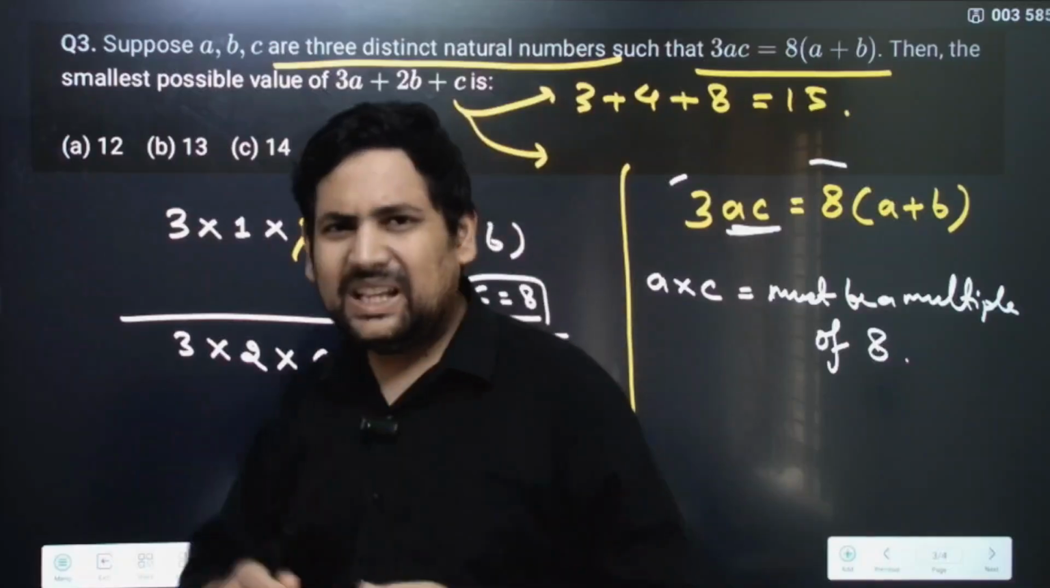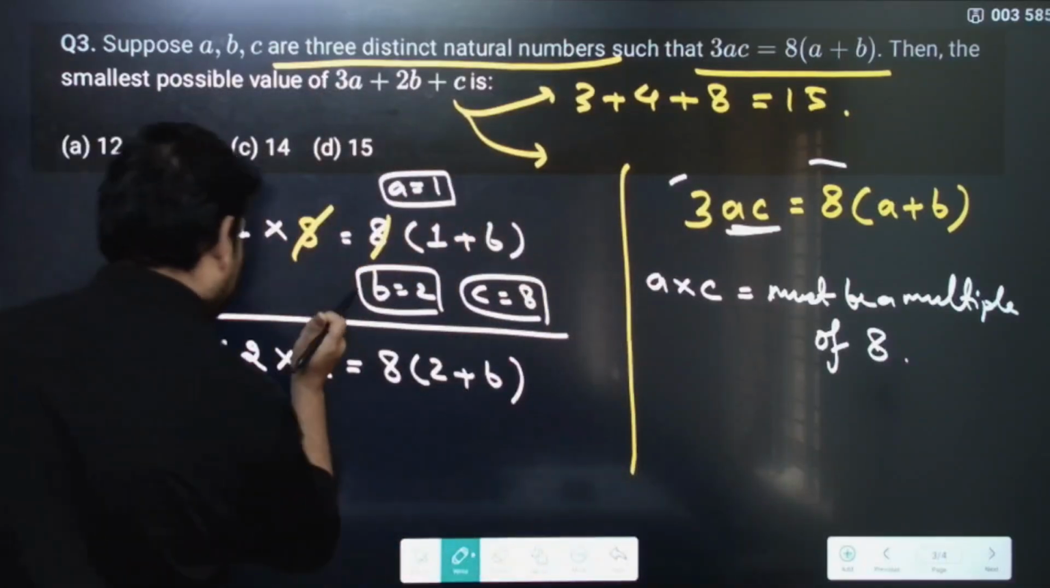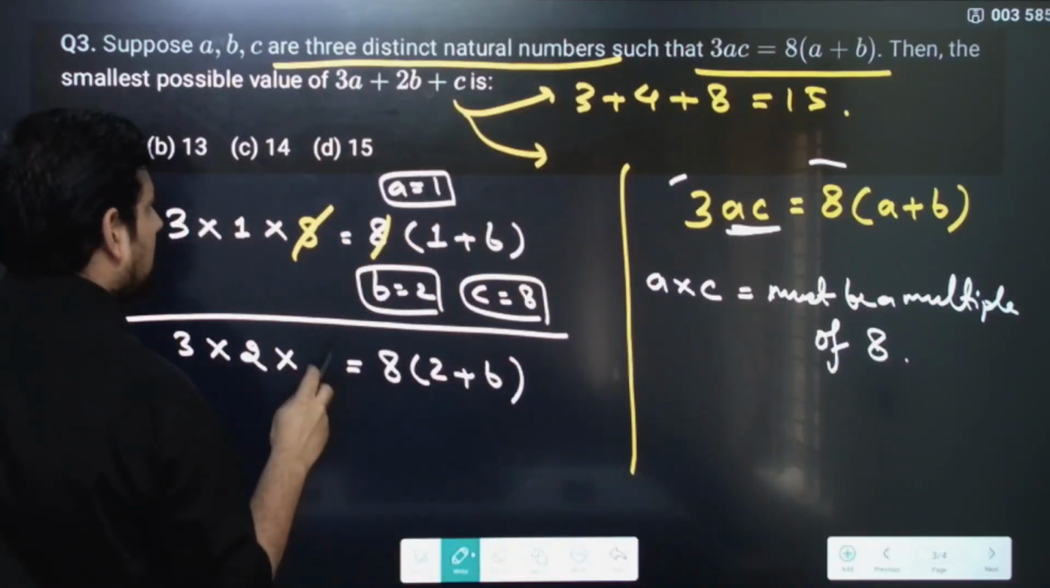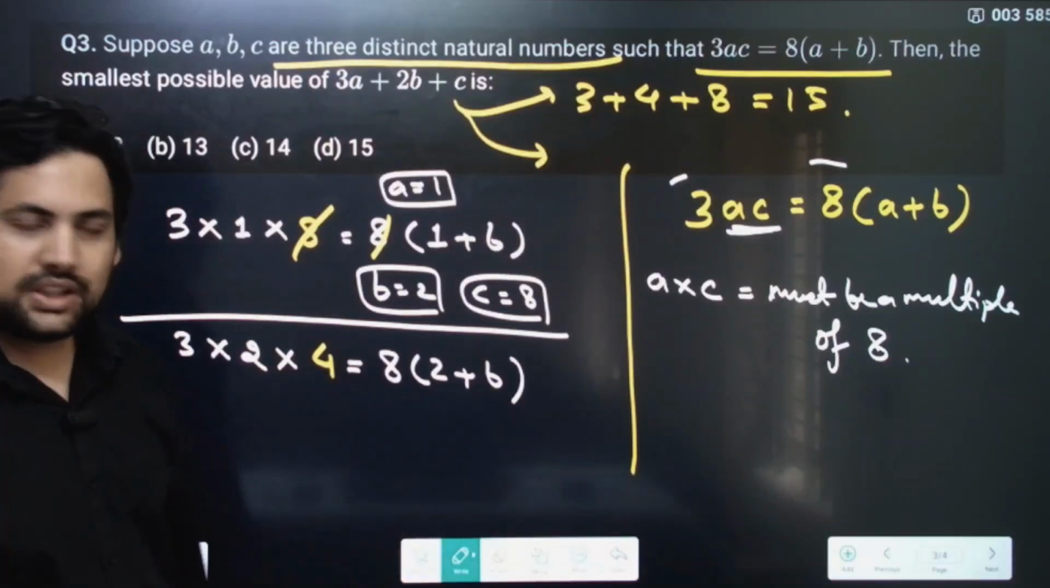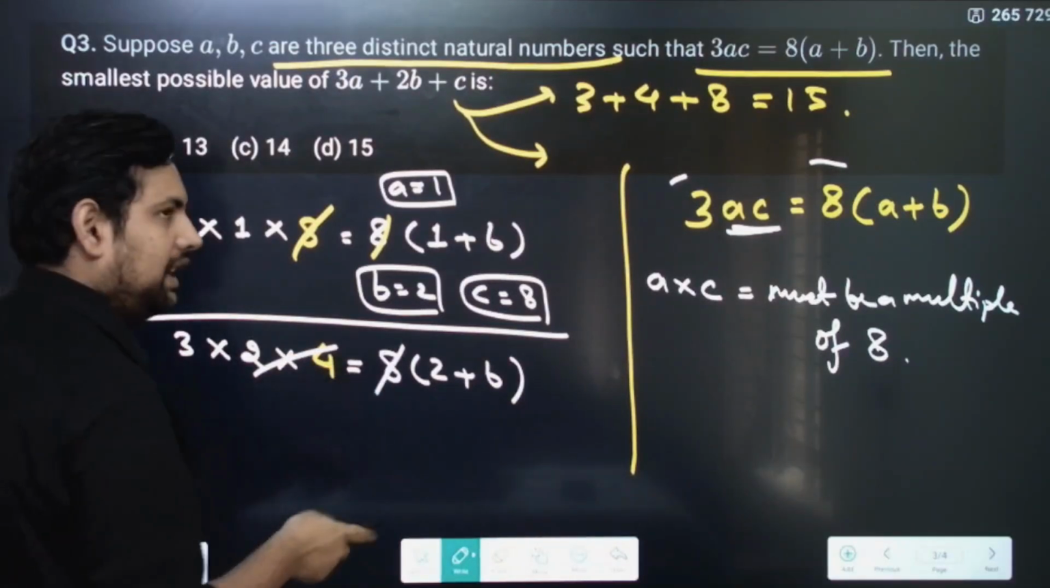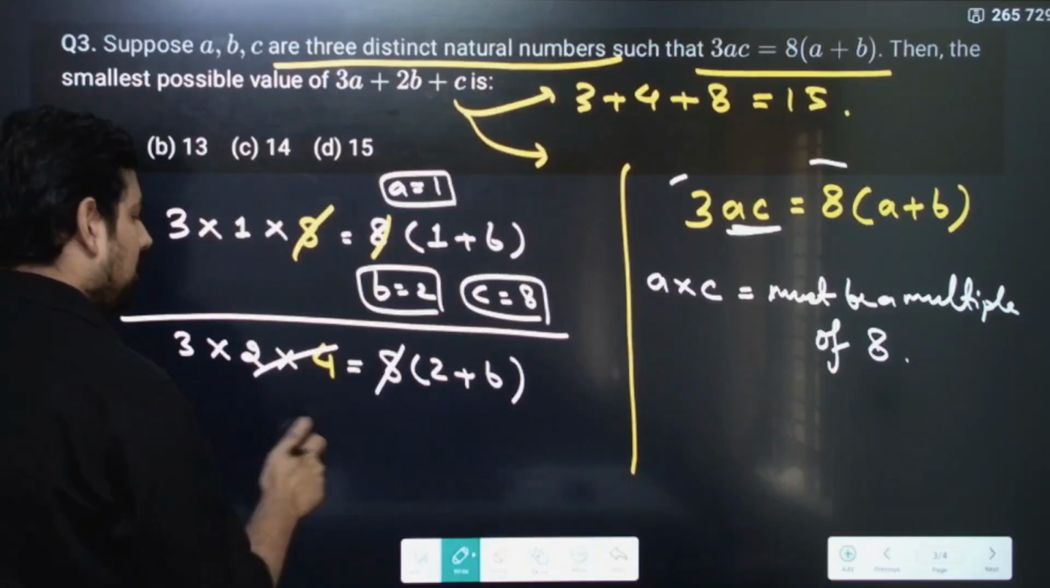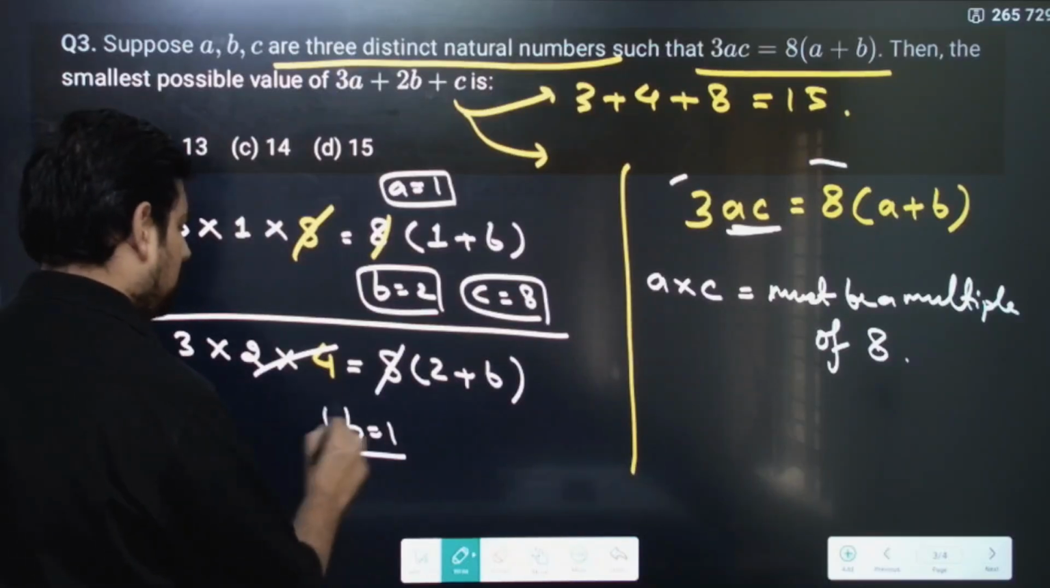So what is the minimum thing that can satisfy my equation? Instead of C, I write here 4. So that 2 into 4 becomes 8. Now I cancel 2 into 4 and 8 cancel. 2 plus B is equal to 3. So what I got? B is equal to 1.